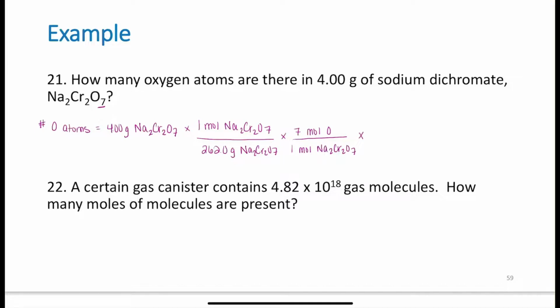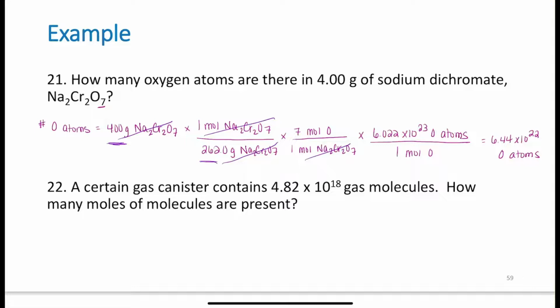Now that I'm in moles of oxygen, again, you can always check by crossing out what you've canceled out. I've got moles of oxygen now. Now I can use Avogadro's number and determine my number of oxygen atoms. And I find I have 6.44 times 10 to the 22nd oxygen atoms. I have started with 4 grams. The molar mass of sodium dichromate is pretty large. So to me, yes, the answer does make sense.